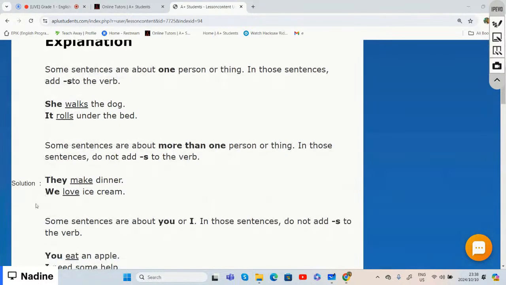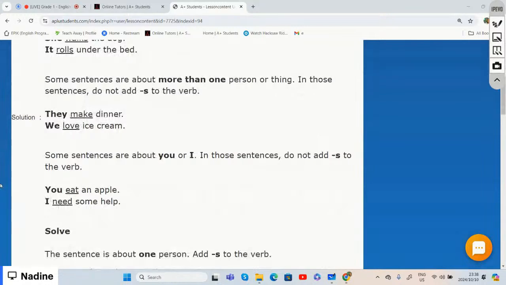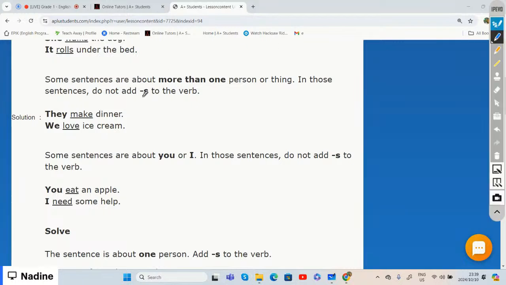If more than one person, or more than one thing, or more than one animal does something, then within those sentences, we do not add an S. For example, instead of saying the boys, we can say they. They refers to more than one boy or girl, depending. So they make dinner. We is myself and somebody else. We love ice cream.